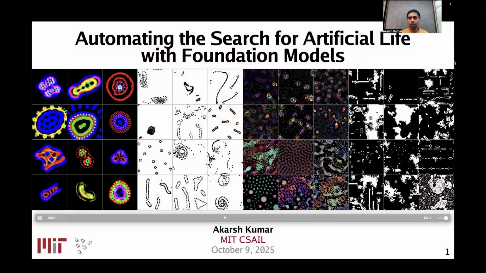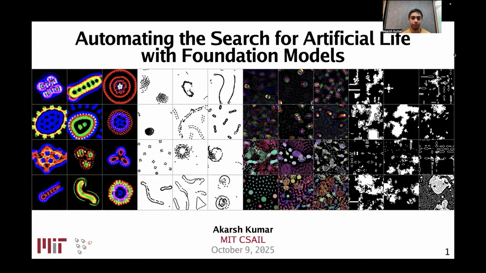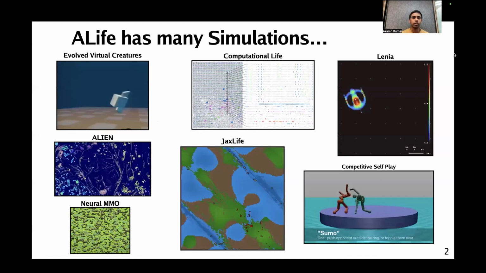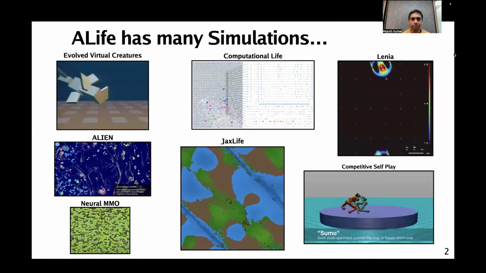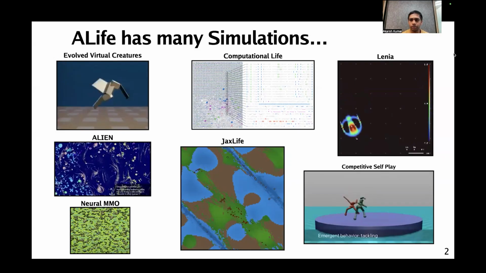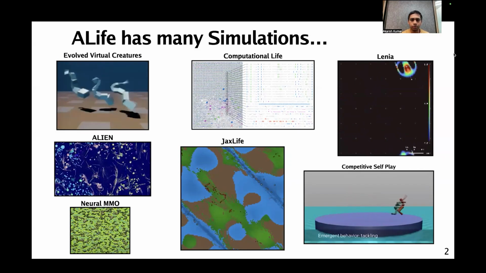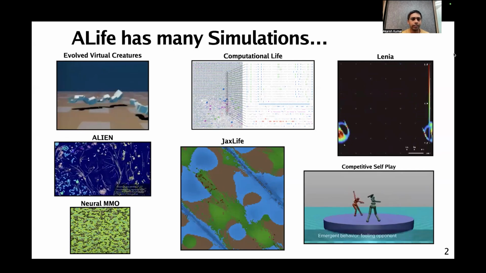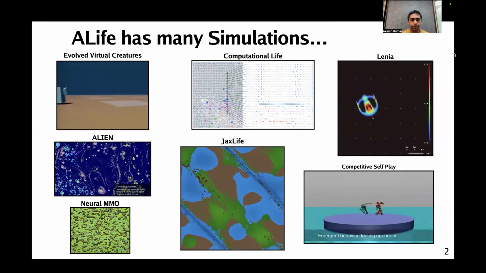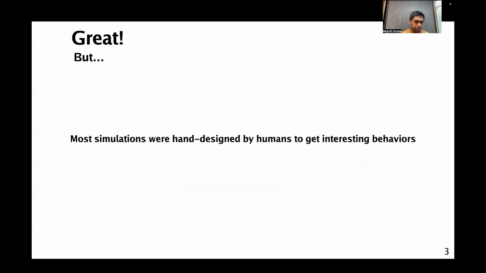My name is Akarsh, and I'll be presenting our work on automating the search for artificial life with foundation models. So as you guys know, artificial life has many simulations ranging from evolving 3D block creatures to simulating low-level cell-like dynamics to even simulating ecosystems, or the most exotic one I like is the self-replicating programs, right? And these are all super cool and great, but they have a downside in that most of these simulations were hand designed by humans in order to get interesting behaviors to come out of them.